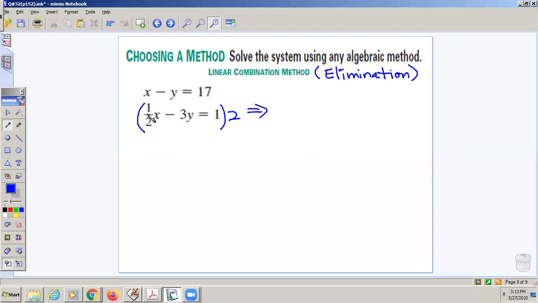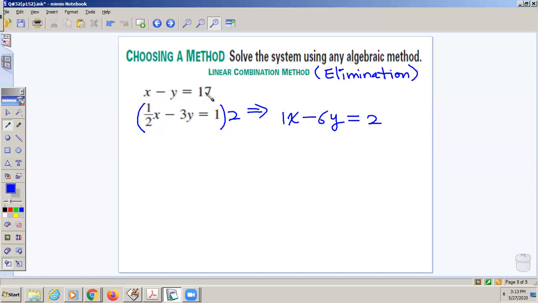So distribute 2 times 1/2, a half of 2 is going to be 1x. And then here, 2 times -3 is going to be -6y. And don't forget to multiply the 1 as well. That's going to be 2 times 1, which is 2, right? So all of a sudden, we got rid of the fraction, and this looks much easier.